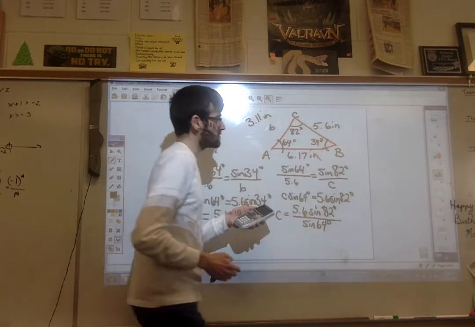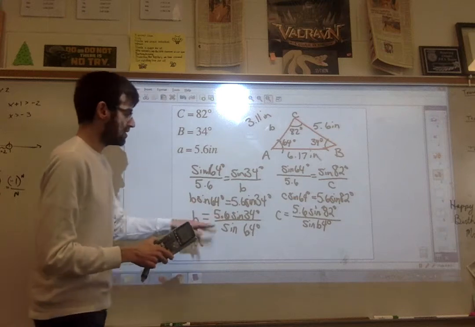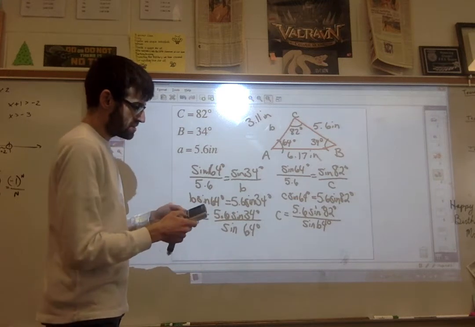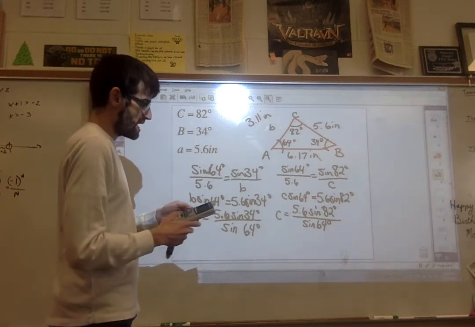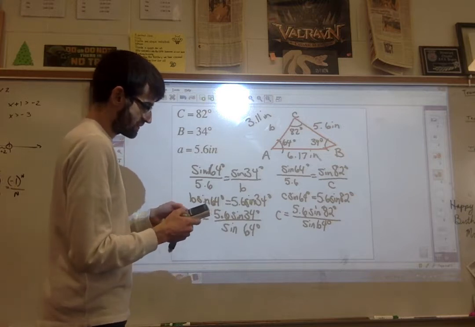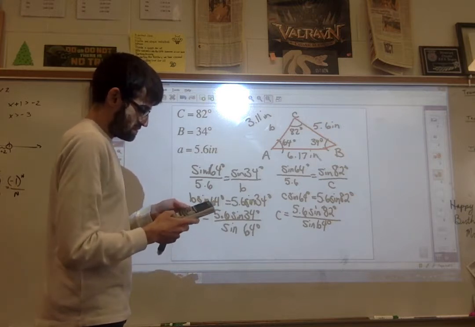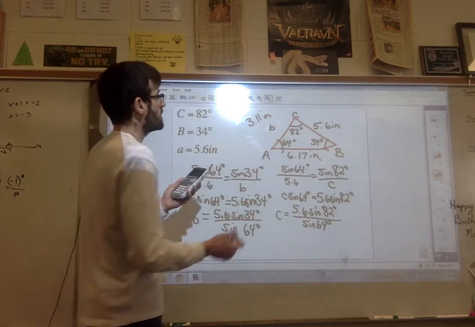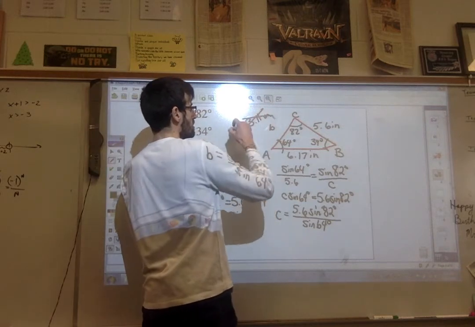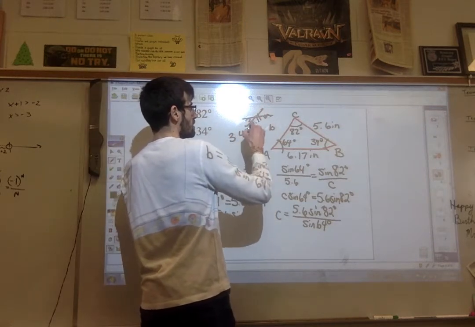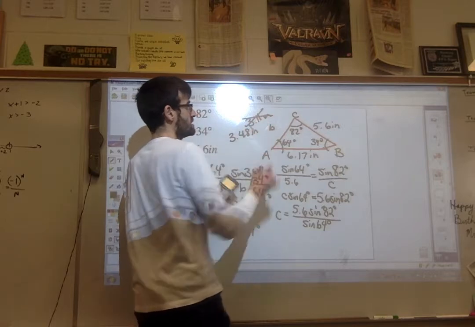I just realized in this original problem I only did 5 sine of 34, so I'm going to go back and type in that extra 0.6. That should make that 3.48 inches instead.